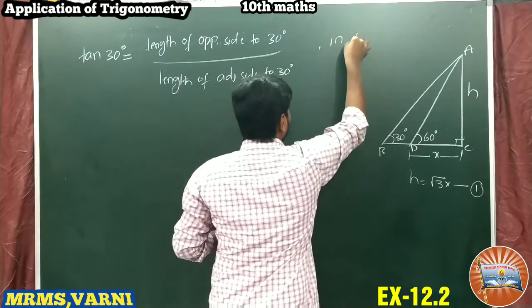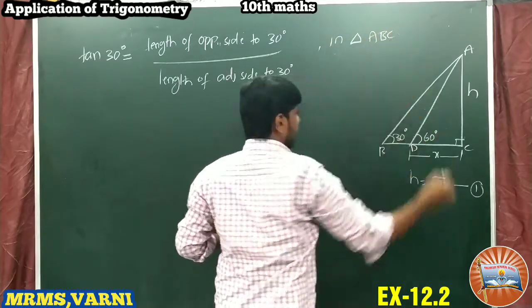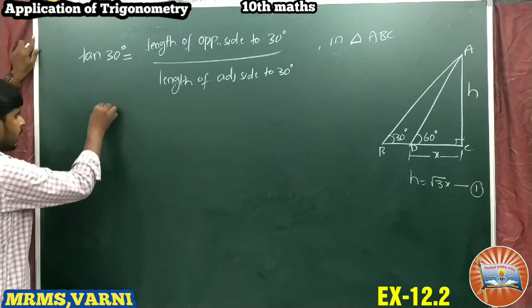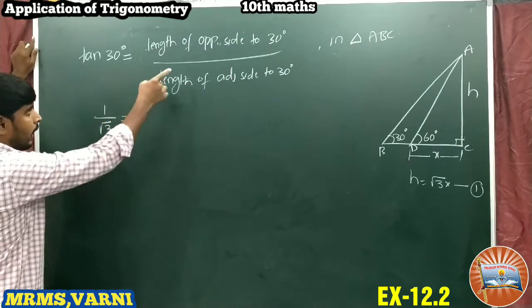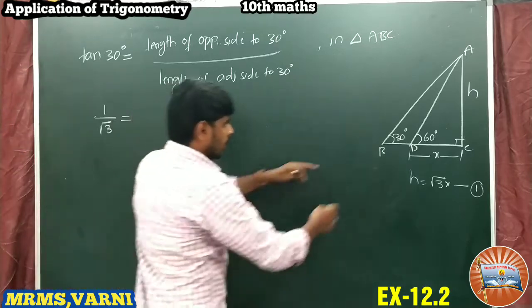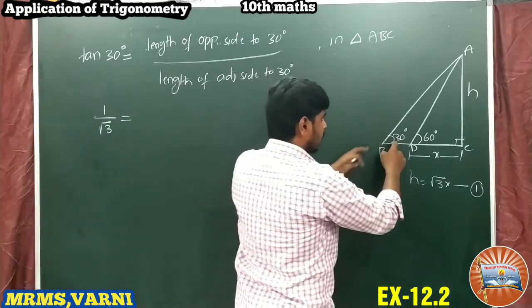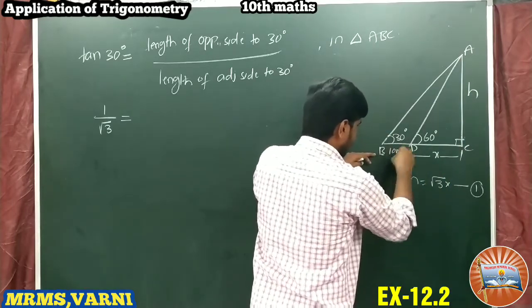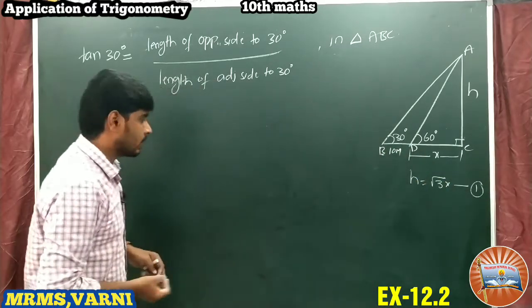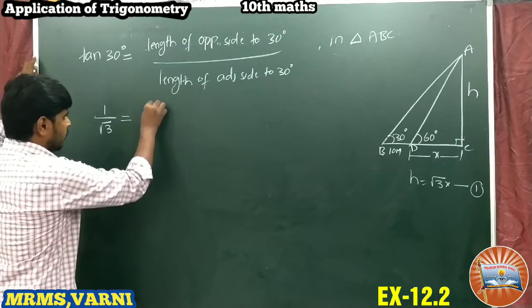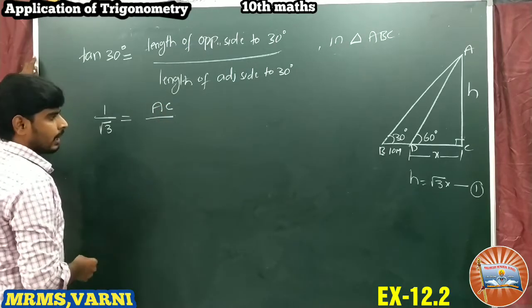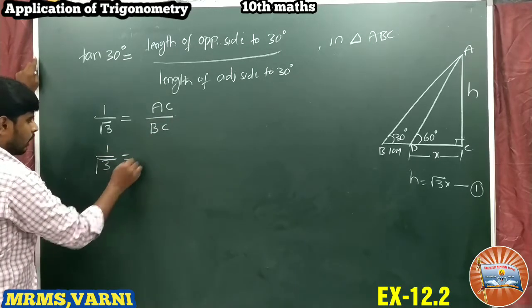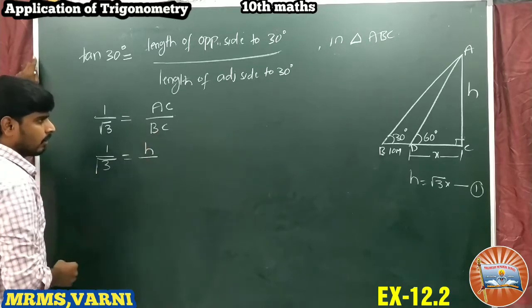In triangle ABC we are going to find tan 30 ratio. So tan 30 value we have already, that is 1 by root 3, and length of opposite side to angle 30, that is nothing but angle is here. This is the opposite side, this is the adjacent side, and here it is given 10 meters. BC is the adjacent side. So length of opposite, that is nothing but AC by length of adjacent side, that is BC.